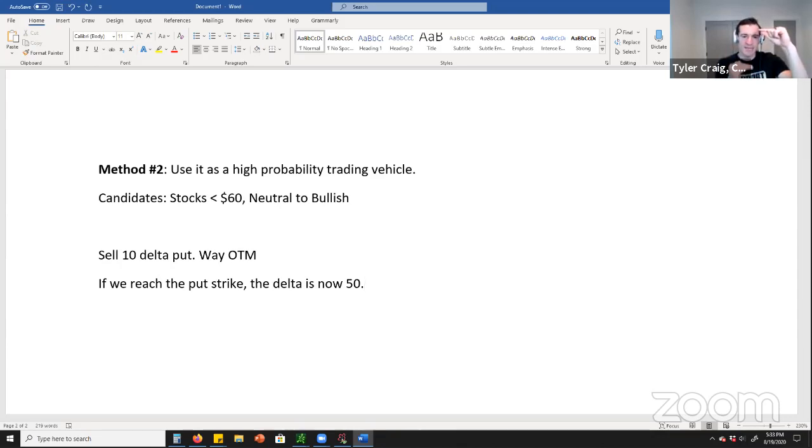I sold this 10 delta put when the stock was here. And when the stock gets down to here, this put is now closer to the money. It's going to be a 30 delta. That's essentially what you're saying, right? If the stock goes against me, I'm okay with the delta going from 10 to 15, 15 to 25, 25 to 30, and then I'm out of here. What's significant about 30? I don't know. Frank's the one who said 30. It's just kind of random, right?